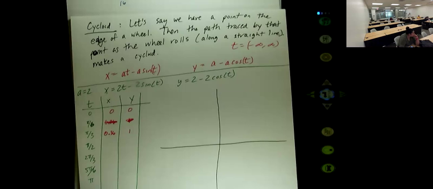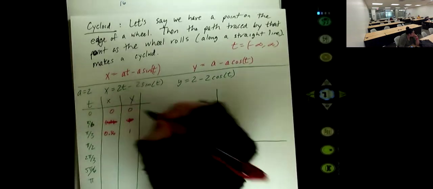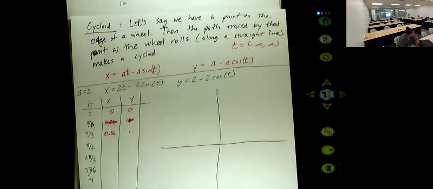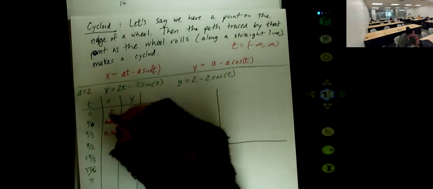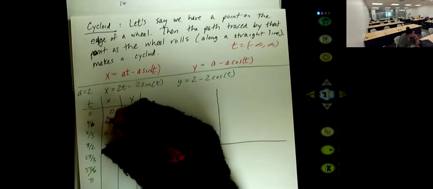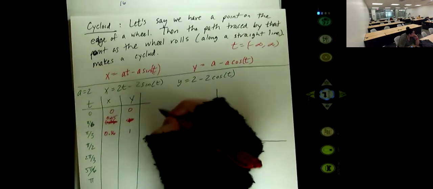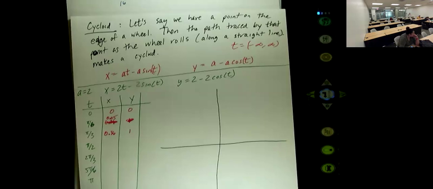And isn't the y value for t equals 0 also 2, no? What? The y value for t equals 0 is 2? No, it isn't. 2 minus 2 cosine 0. Cosine of 0 is 1. So 2 minus 2. Nice try, crafty boy, trying to trick me.